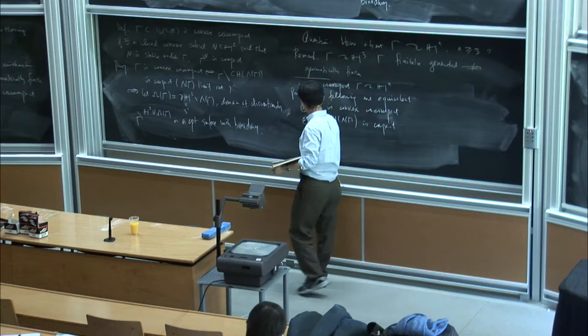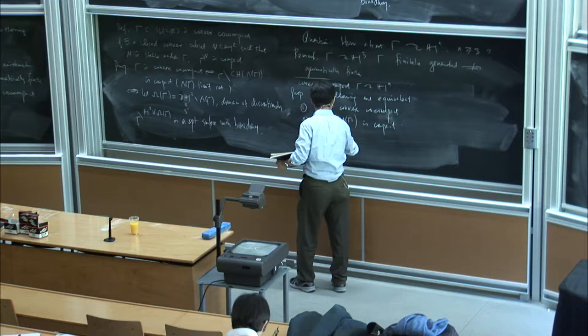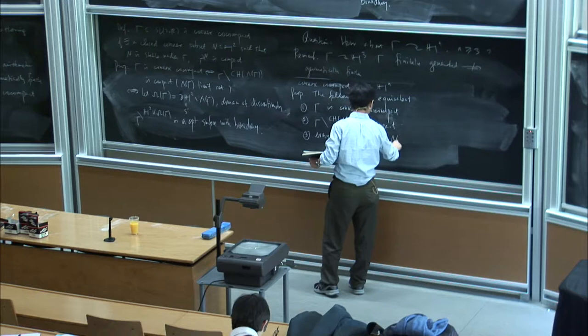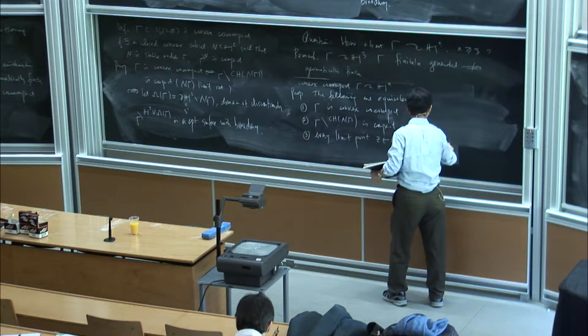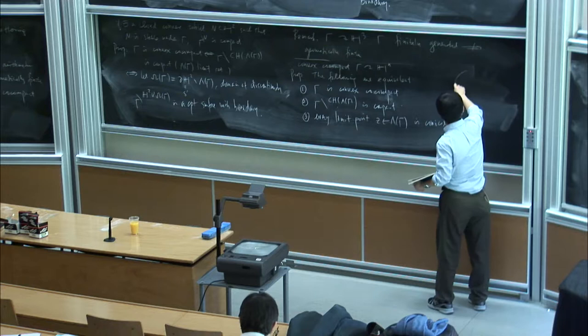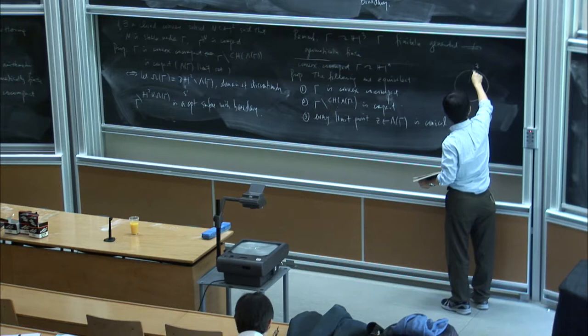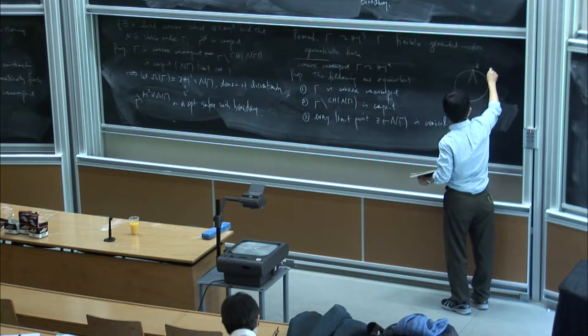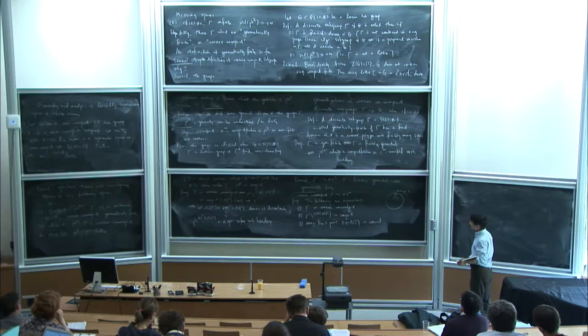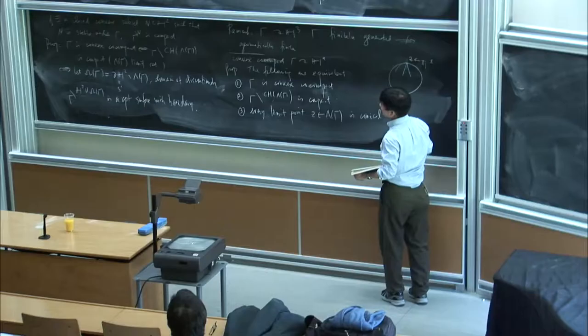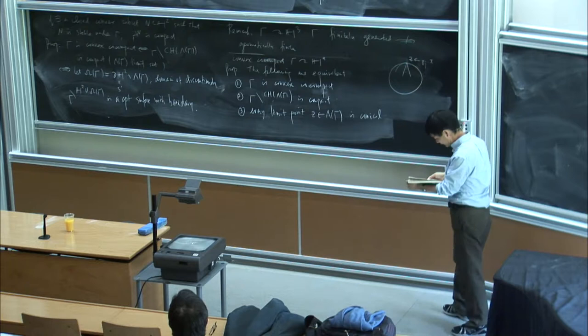Every limit point Z in the limit set is conical. What do I mean by conical? Conical means, you see, suppose we have the boundary here, Z, and we have a cone here. So we have a sequence of gamma_j x which converges to Z inside the cone. So you don't have something approaching tangentially. Okay. That's property three.